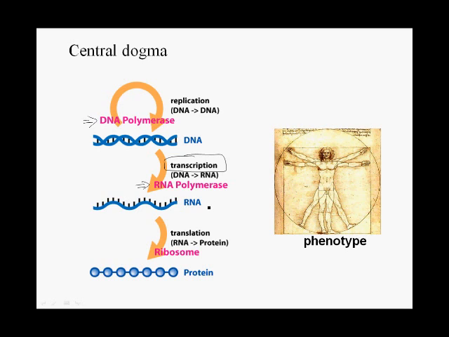Then from RNA, which is a sequence of bases, that information is now translated into a sequence of amino acids in a polypeptide chain. Because now we're going from a sequence of nucleotide bases to a sequence of amino acids, it is like you're going from one language to a completely different language, and this is why we call it translation.